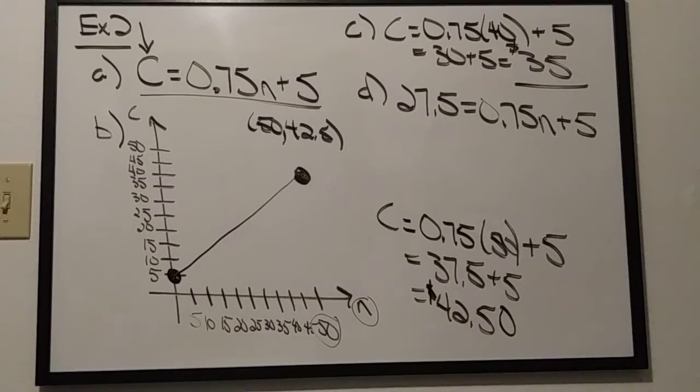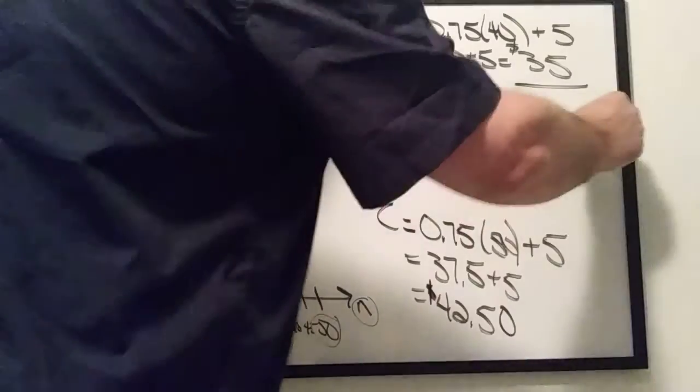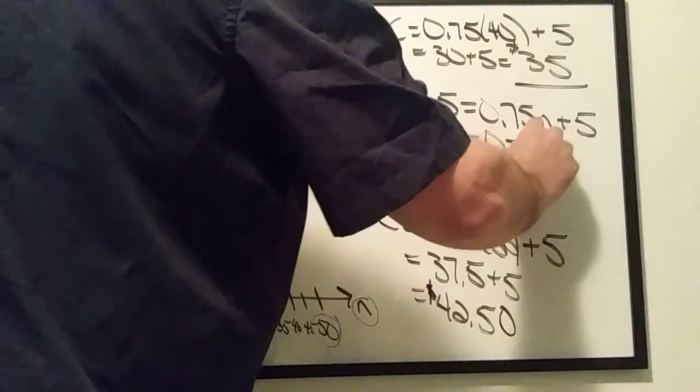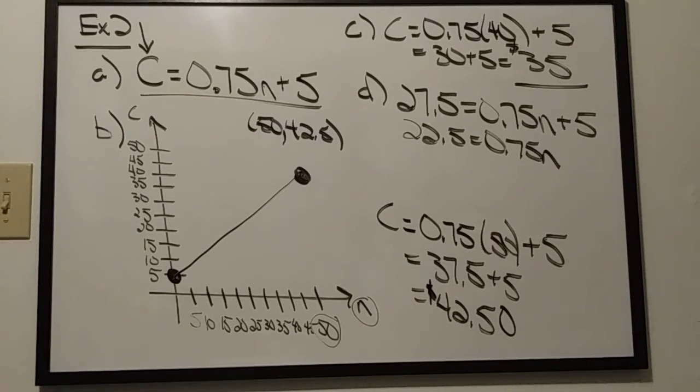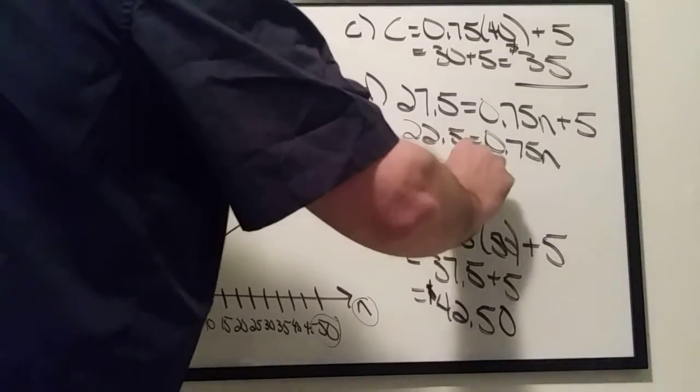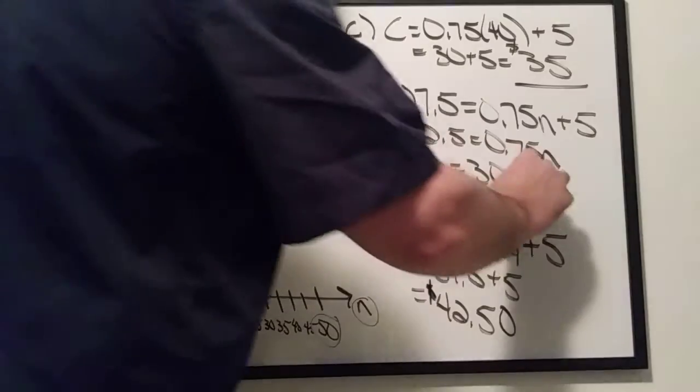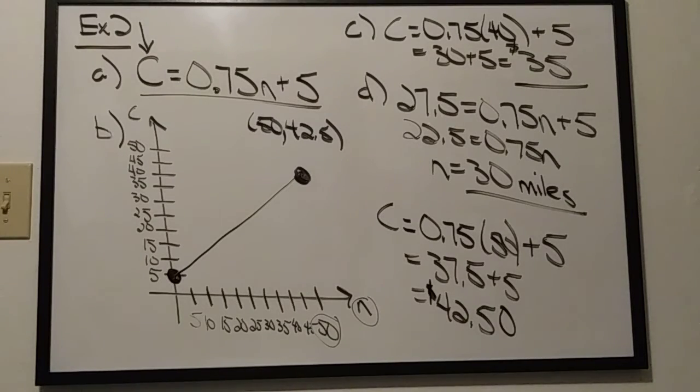So let's solve the linear equation. I'm going to start by subtracting 5 from both sides. 27.5 minus 5 is going to be 22.5. And then I need to divide both sides by 0.75. If I divide both sides by 0.75, I'm going to get 30. So n is equal to 30. Now, once again, because this is an application problem, I should always think about units. So n is talking about the number of miles that are driven. So let's put that unit on there. So there we have our n value. This says that if we have a cost of $27.50, then 30 miles were driven.